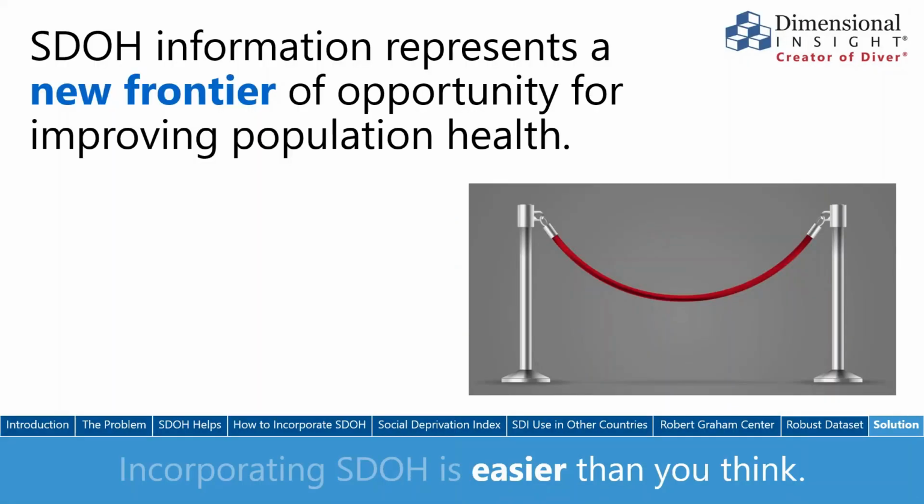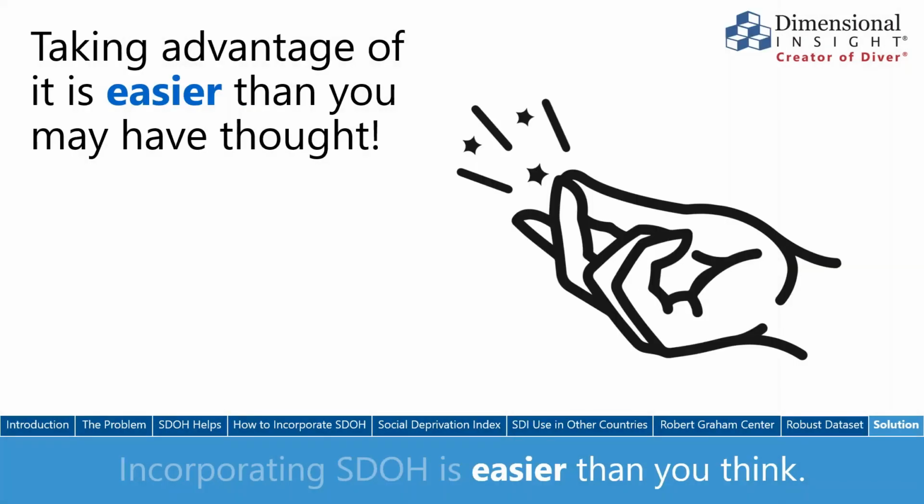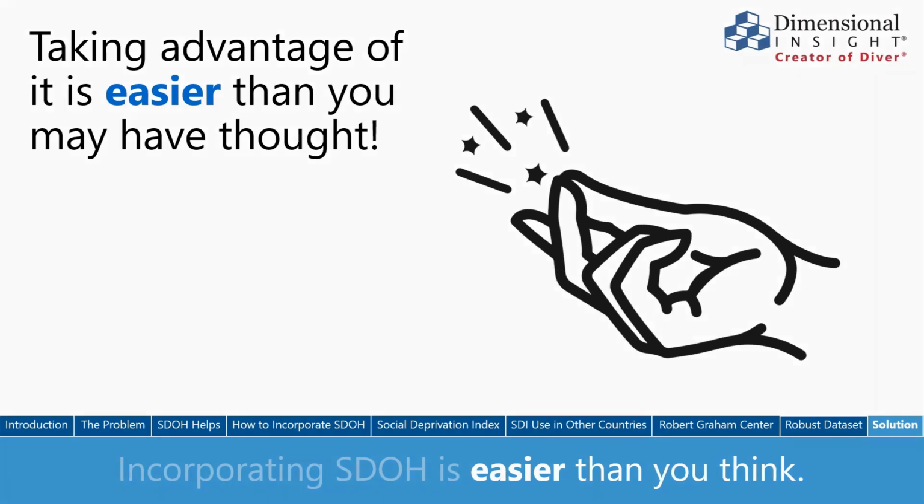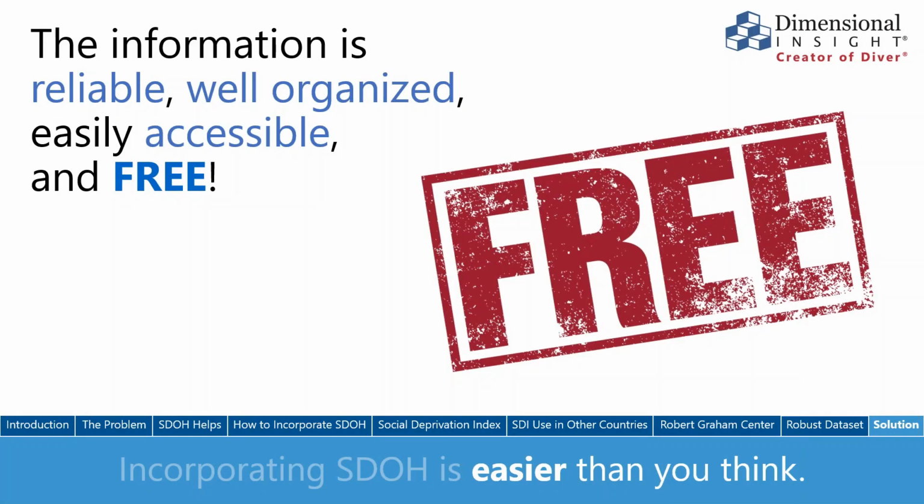So, in summary, social determinants information presents really a new frontier of opportunity for improving population health, and I think we're really just beginning to scratch the surface in terms of what the possibilities are. Taking advantage of it is easier than you might have thought, and hopefully our discussion today has exposed some of the possibilities. And the information is reliable, well-organized, easily accessible, and in the case of information from the Census Bureau, like the American Community Survey, it's even free.